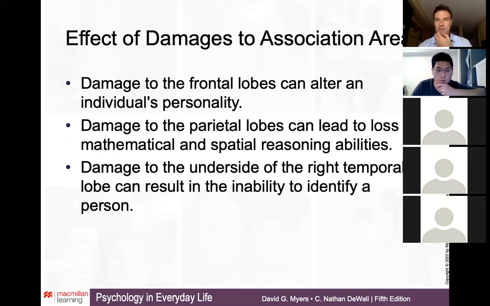So we know from case studies and other accidents, from neurological and neuropsychological cases, assessments and therapies, that damage to the frontal lobes can alter individuals' personality. Damage to parietal lobes can lead to loss in mathematical and spatial reasoning. And damage to the underside of the temporal lobe can result in the inability to identify a person. There is a specific part of the brain called the fusiform area, which is responsible for seeing human faces and also identifying them with specific people.